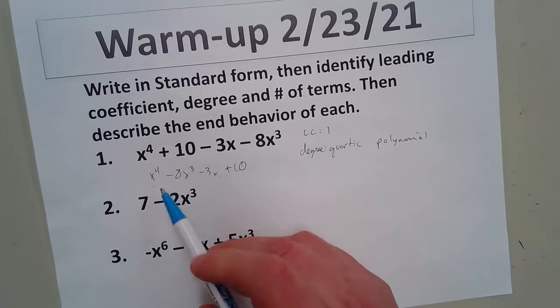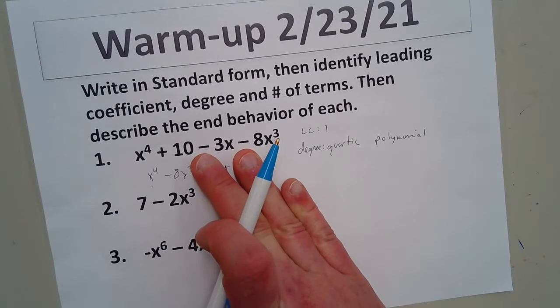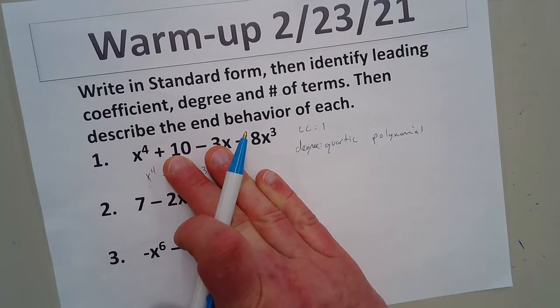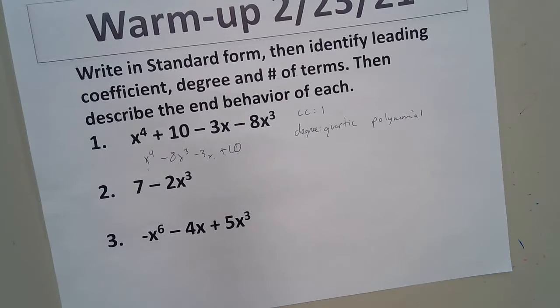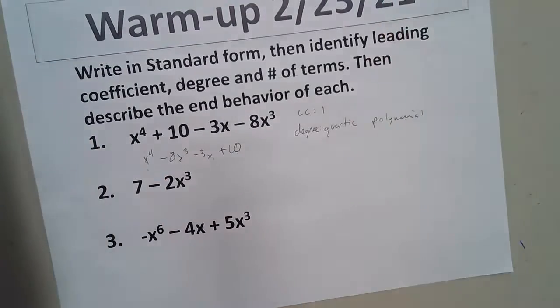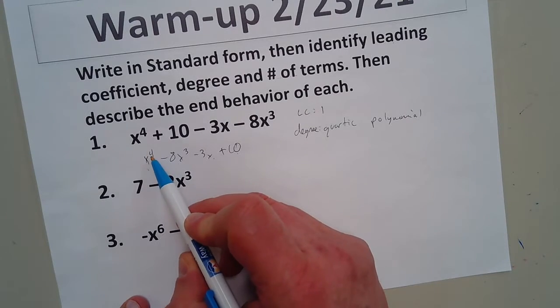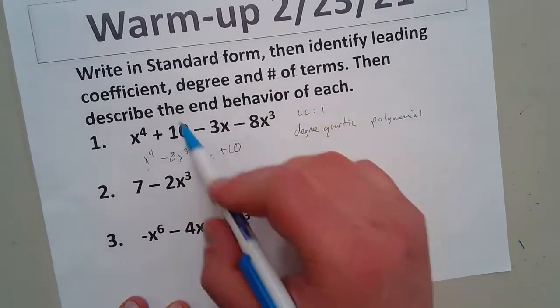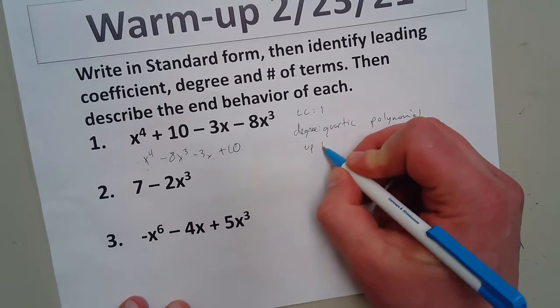Then remember those other terms, if there's only 3 terms, it'd be a trinomial. If there were only 2 terms, it'd be a binomial. And if there were only 1, it'd be a monomial. And then the last thing, end behavior. End behavior is where we talk about whether it's like up and up, down and down, down and up, whatever it is. In this case, it's an even power. All evens are either going to be up and up or down and down. And since it's positive, it's going to be up and up.